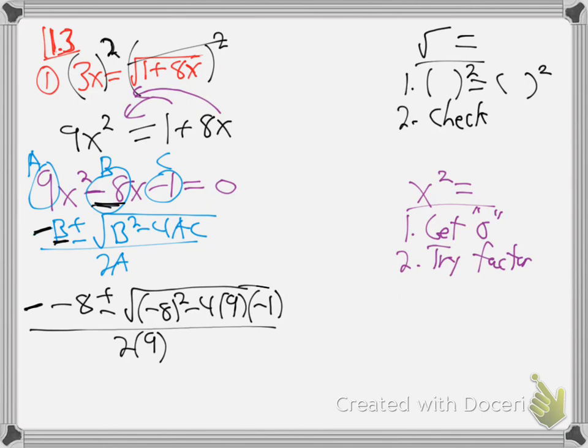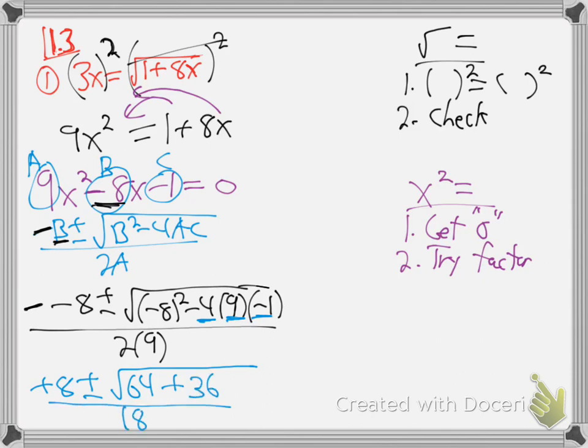Okay, so what's that? So like we said, it's positive 8 plus or minus the square root of 64. Minus times positive times minus is plus 36. 4 times 9 is 36 over 18. So what's that? That's 8 plus or minus the square root of 100 over 18, which is 8 plus or minus 10, right? Square root of 100 is just 10.